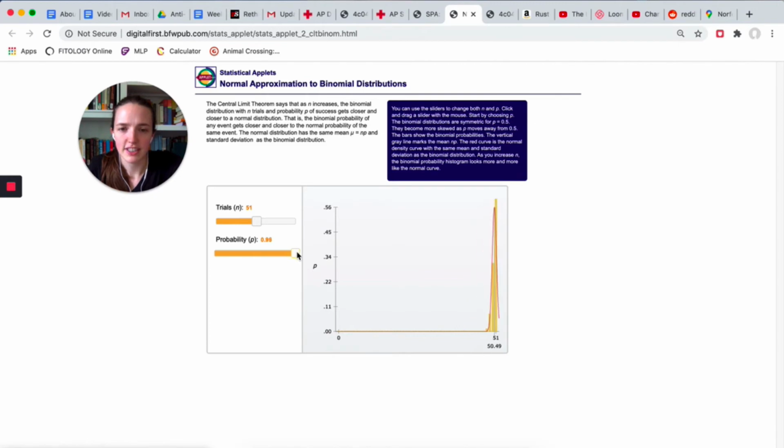Okay, eventually it does get skewed, but it stays normal much longer than before. Like, it's still pretty normal at 0.91. When trials was down at 10, I was already looking left skewed at that point. So it looks like when we have more trials, we can be a little bit more forgiving of where P is.